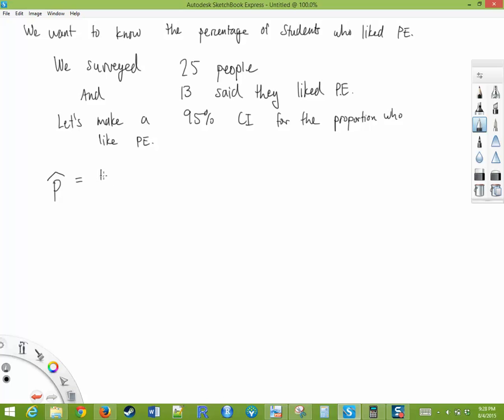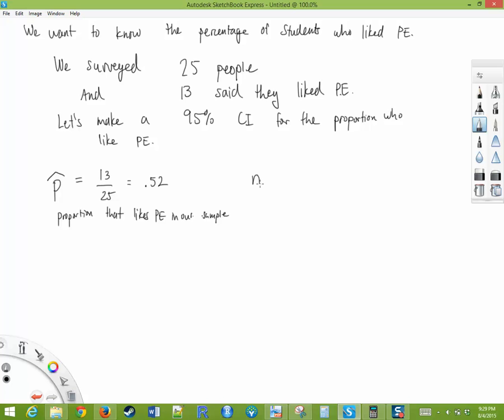It's going to be 13 divided by 25, right? This is the proportion that likes PE in our sample. So what is 13 divided by 25? 52%, right? So this is the proportion that likes PE in our sample. 52% of students in our sample like PE, okay?